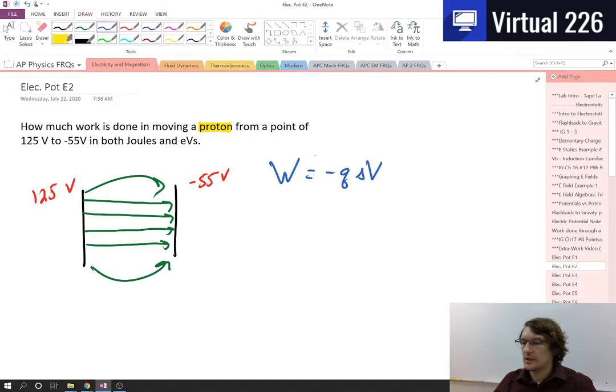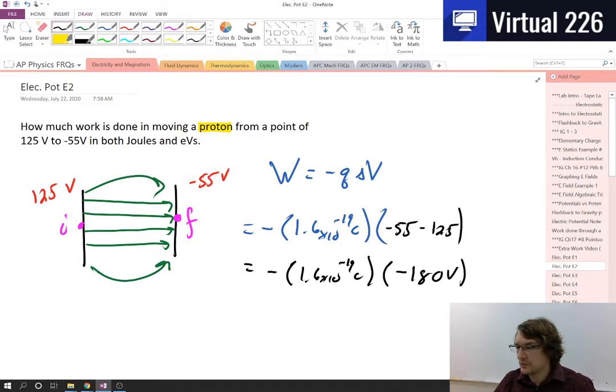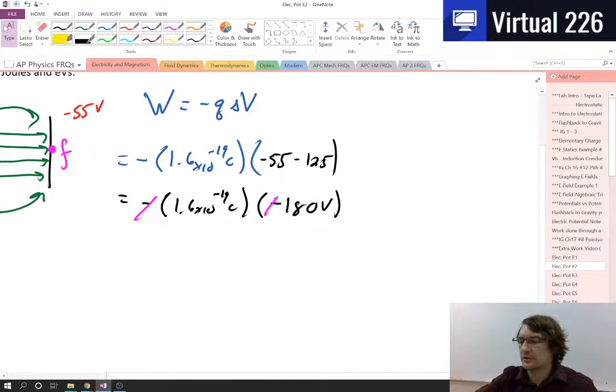All we're setting up to do here is say that the work is equal to negative Q delta V. Our Q here is a proton, so that is 1.6 times 10 to the negative 19 coulombs. And our delta V is our final position, which is the negative 55, where we're going to wind up, minus our initial position, the 125. So negative 55 minus 125. That gives me negative 1.6 times 10 to the minus 19 coulombs times negative 180 volts. The negatives go away, which is nice for us.